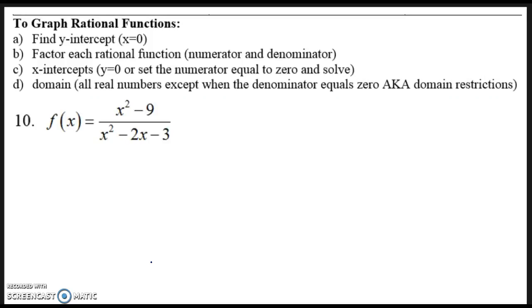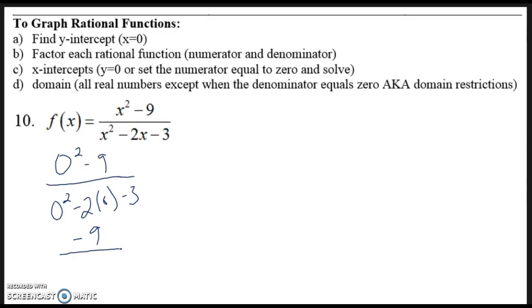My y-intercept, x equals 0, right? So 0 squared minus 9 divided by 0 squared minus 2 times 0 minus 3. 0 squared is 0, so my numerator is negative 9. Now 0 squared is 0. 2 times 0 is 0. So 0 minus 0 is 0, and then minus 3 is negative 3. And then negative 9 divided by negative 3 is 3. So this y-intercept is (0, 3). There's part A.